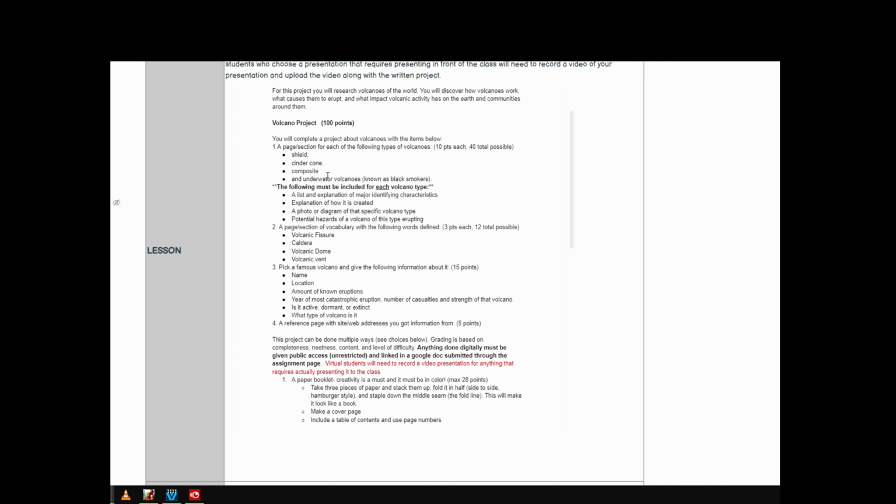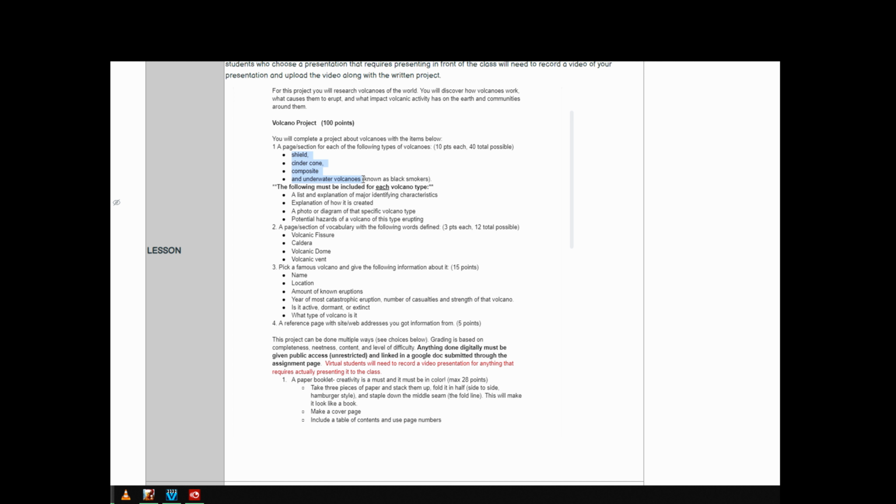So for the very first section, this one is going to be worth 10 points for each part of it, 40 points total, and you're going to need to look up each of the different types of volcanoes and tell me about them. So the shield volcano, the cinder cone volcano, the composite volcano, those are all in your notes. And then you're also going to look up an underwater volcano. These are known as a black smoker. So that's a new type of volcano that we haven't talked about yet.